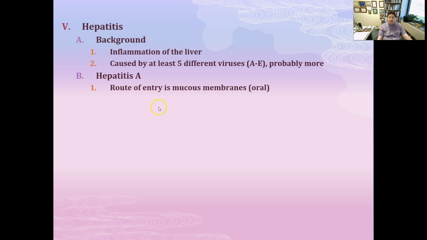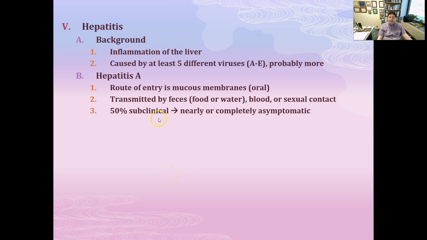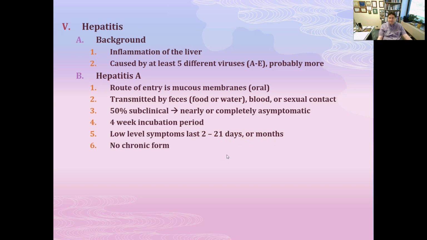The route of entry or portal of entry is mucous membrane, so it's going to be an oral portal of entry. It's transmitted by contaminated food or water, fecal contamination, blood, or sexual contact. Half of cases are subclinical, nearly or completely asymptomatic, about a 4-week incubation period. Even if you do get symptoms, low-level symptoms last 2 to 20 days or perhaps months, but the good news is there is no chronic form. The bad news, the virus can survive for days on surfaces.